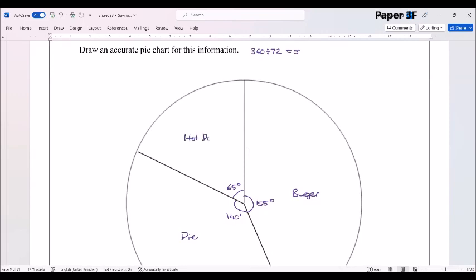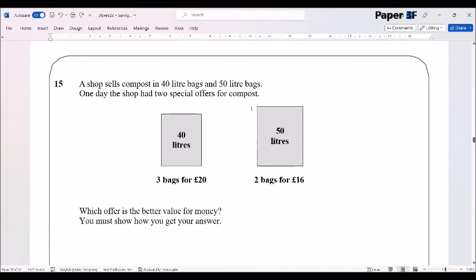Question 15. A shop sells compost in 40-litre bags and 50-litre bags. One day, a shop had 2 special offers for compost. You could get 3 of the 40-litre bags for £20, and you could get 2 of the 50-litre bags for £16.